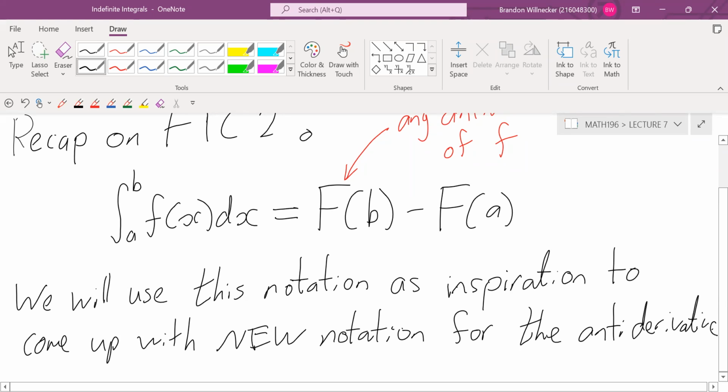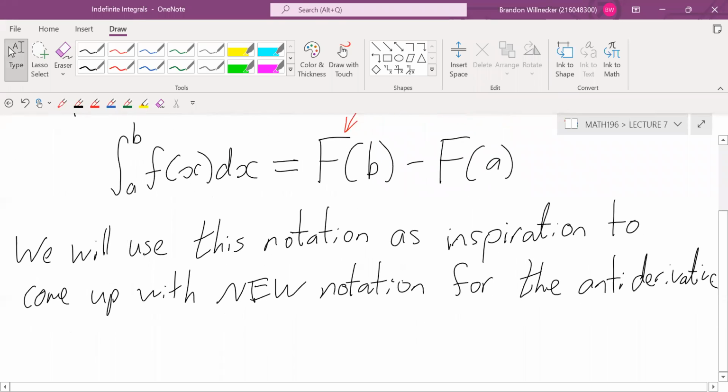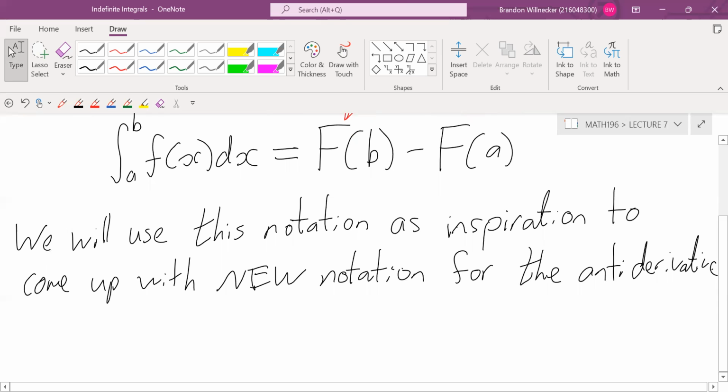Okay, so what do we do? Well, we're going to keep with the same style that we have over there. Now, for the antiderivative, remember, if I give you a function f, little f, then you can find the antiderivative, capital F, right? That's how we've been doing things. Now, we're going to come up with this new notation inspired by this notation for the definite integral. Now, this is just notation, right? But it's helpful. And we will see why now.